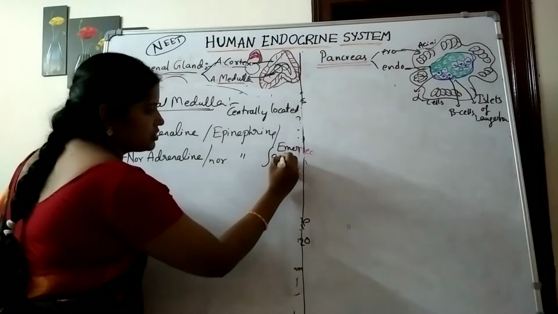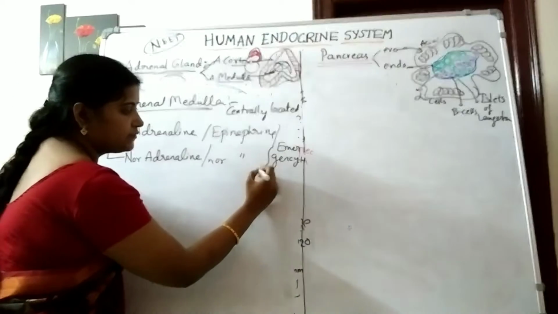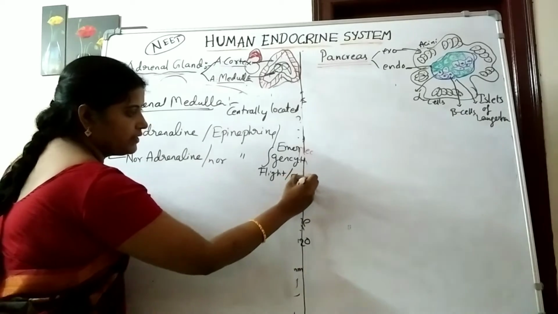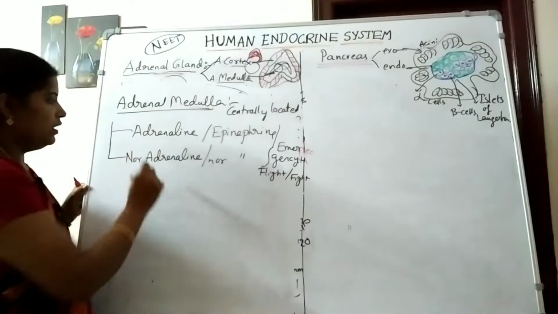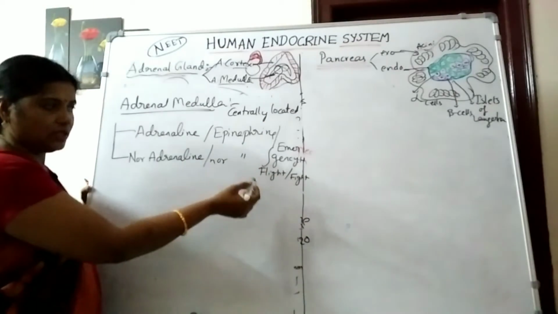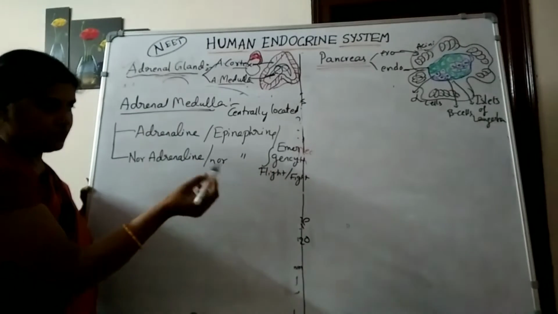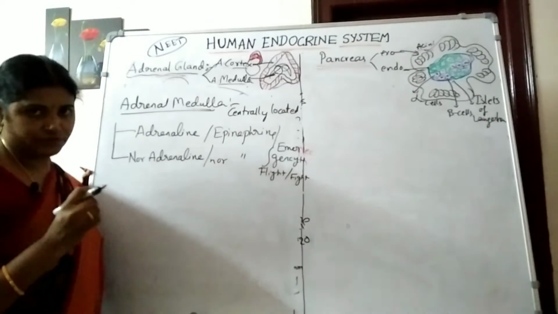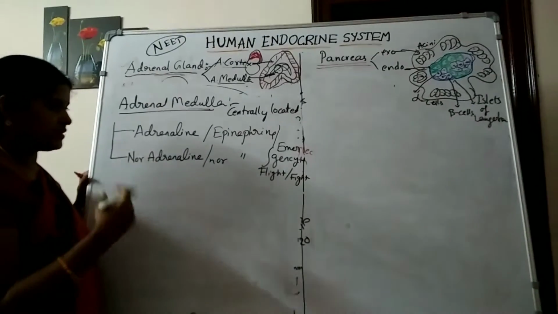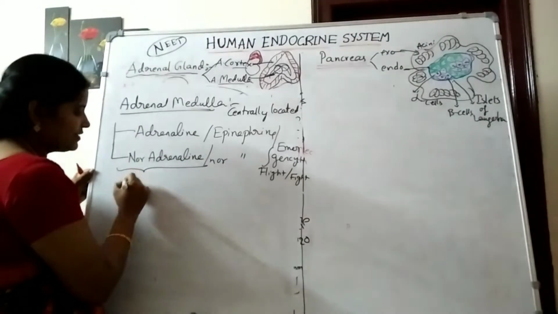Emergency hormones, and also known as fight or flight hormones. Adrenaline (epinephrine) and noradrenaline (norepinephrine) are known as emergency hormones and also as fight or flight hormones. Whenever we get such situations, our body is going to show responses. What are the responses? We'll discuss now. Adrenaline and noradrenaline are also known as catecholamines.